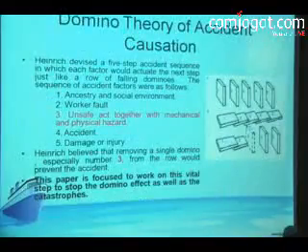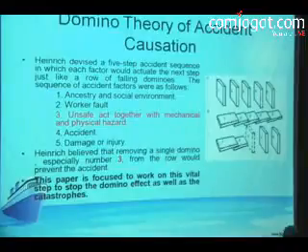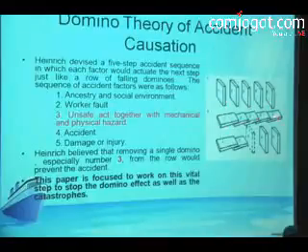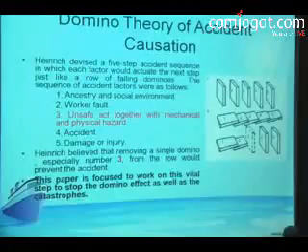Now, let's see the dominant theory of accident causation. Heinrich devised this theory in 1931. He saw a five-step accident sequence in which each factor would activate the next step, just like a row of falling dominoes. You can see it in the picture. The five factors are ancestry and social environment, fault of person, unsafe act together with mechanical or physical hazard, accident, and damage or injury.